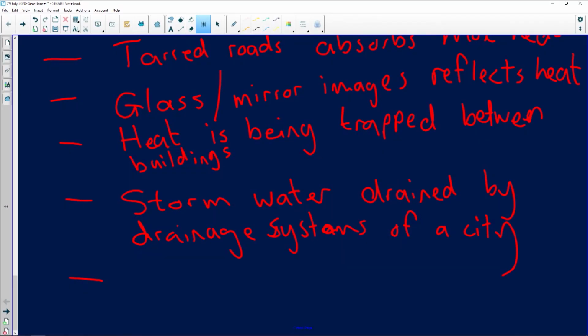But what causes it? We look at the artificial factors that cause this. So what are the urban factors, human factors, that cause warmer temperatures in the city areas? And the first one, obviously, is congestion. Traffic.